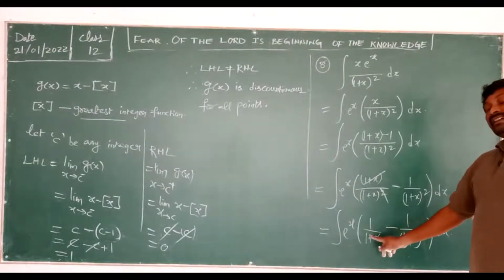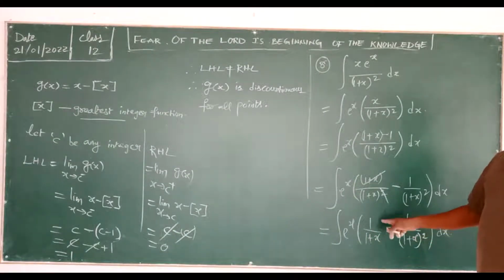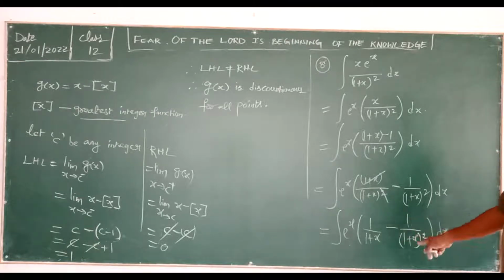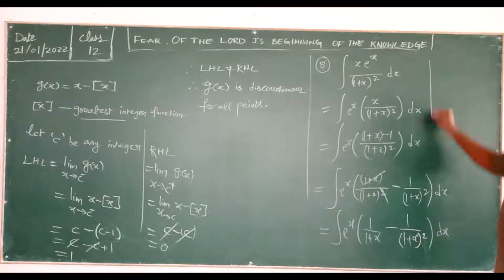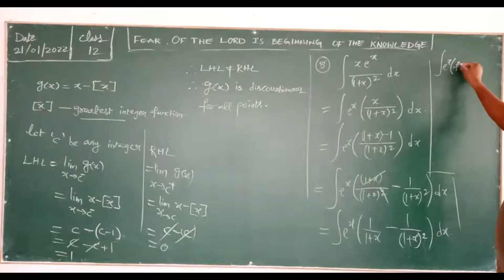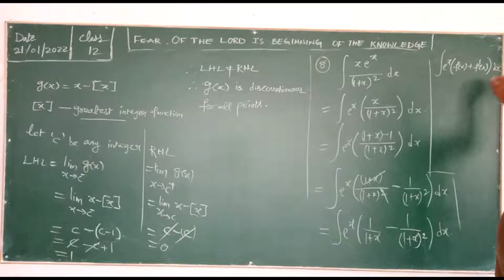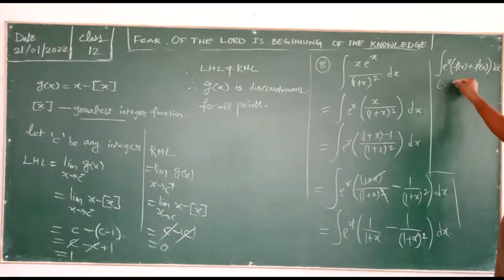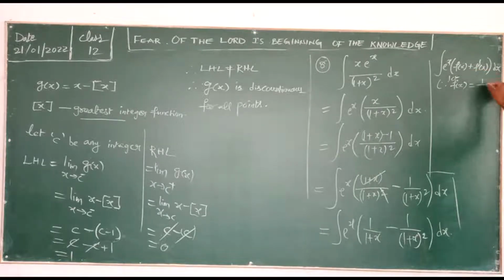So think of this as f of x, then differentiation of that is minus 1 upon (1 plus x) whole square, you are going to get. So now this will be written here as integral e power x, f of x plus f dash of x, dx. Here, let f of x be equal to 1 upon 1 plus x, then f dash of x is equal to minus 1 upon (1 plus x) whole square.